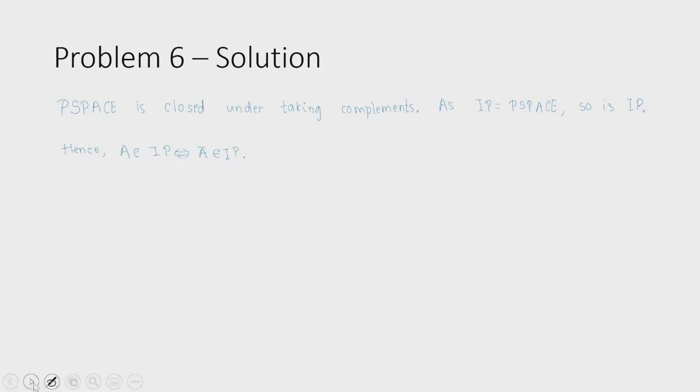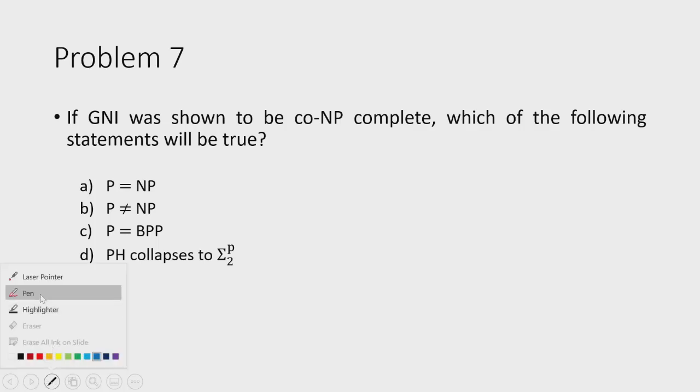So now let's move on to the next problem. Over here, GNI is the graph non-isomorphism problem. If GNI was shown to be co-NP complete, which of the following statements will be true? P equals NP, P not equals NP, P equals BPP, and PH collapses to Sigma 2 P. So PH collapses to the second level.